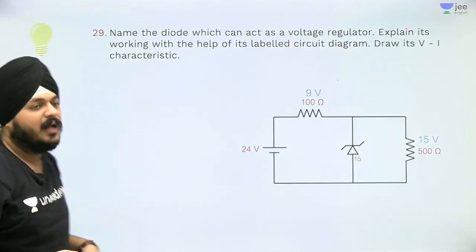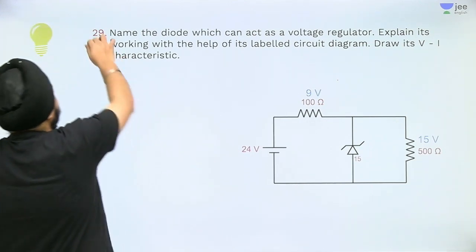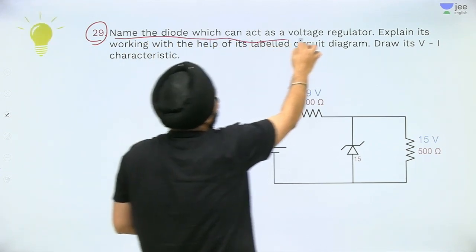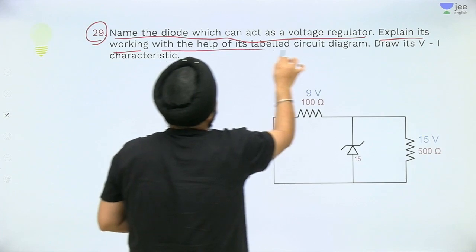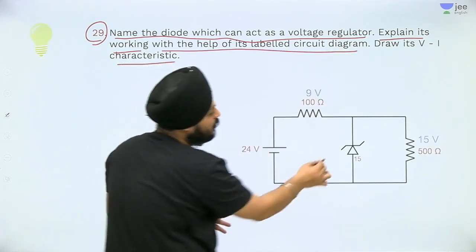Okay guys, moving forward, this is a very nice question. I'm talking about question number 29. Name the diode which can act as a voltage regulator. Explain its working with the help of a labelled circuit diagram and draw its VI characteristics. Guys, we have to name this diode.